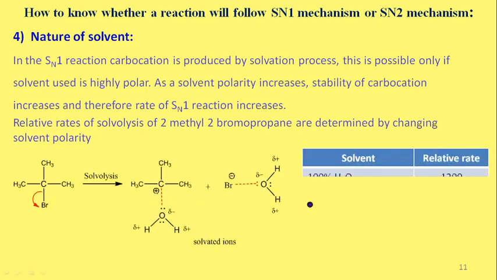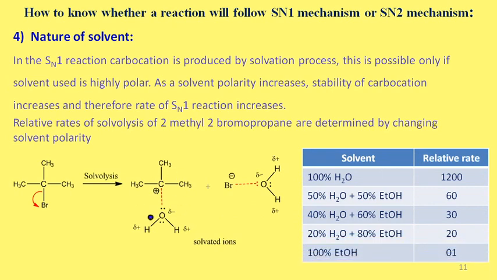Here, if we see the relative rates, solvolysis takes place as the carbocation is solvated, and we know that water is more polar as compared to ethyl alcohol. That's why if you use pure water as a solvent, the relative rate is 1200. If you use 50% water plus 50% ethyl alcohol, the relative rate decreases to 60. If we use 40% water and 60% ethyl alcohol, the relative rate again decreases to 30.